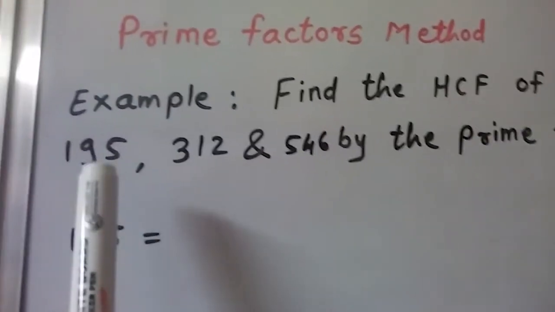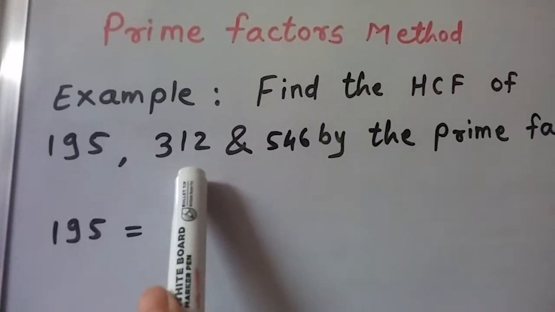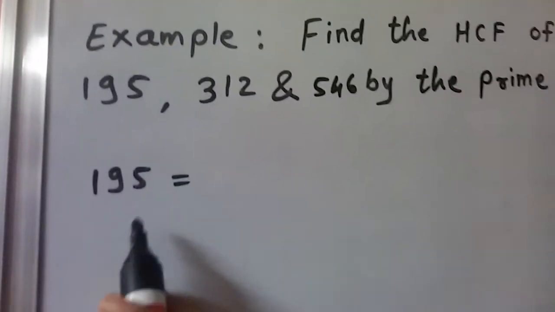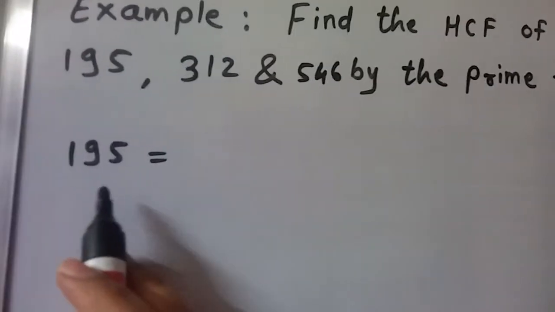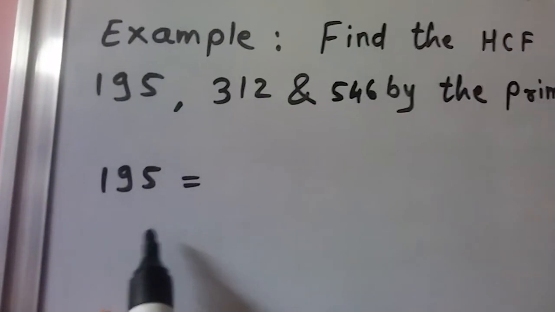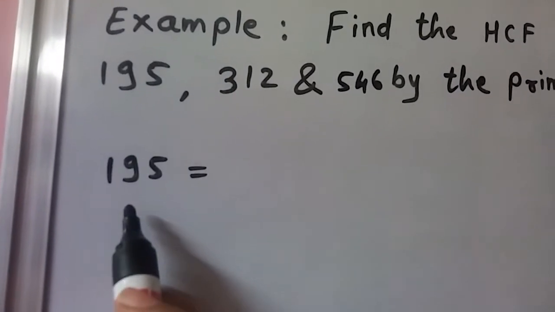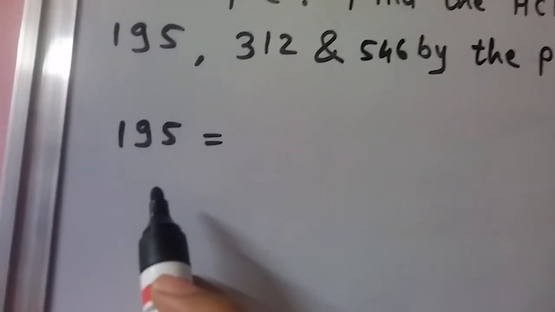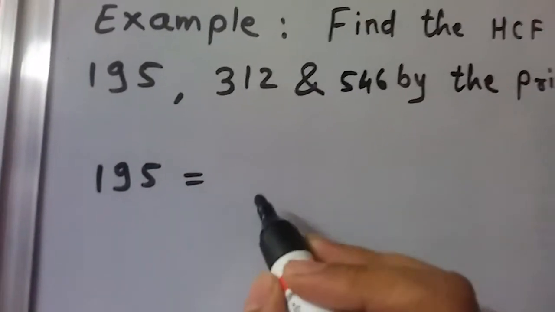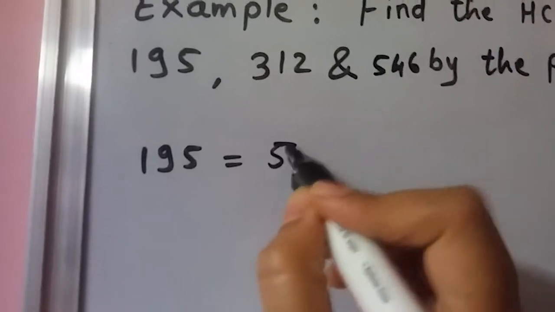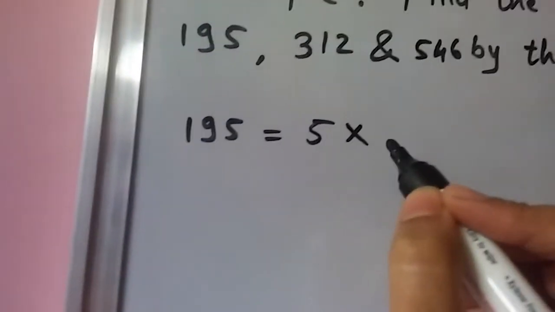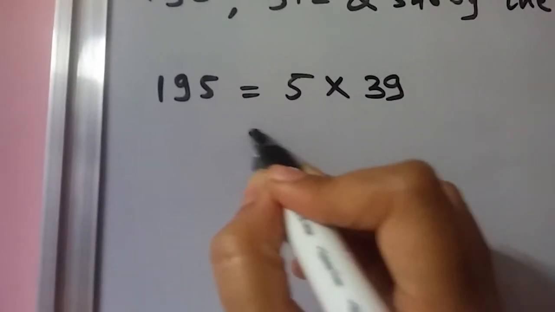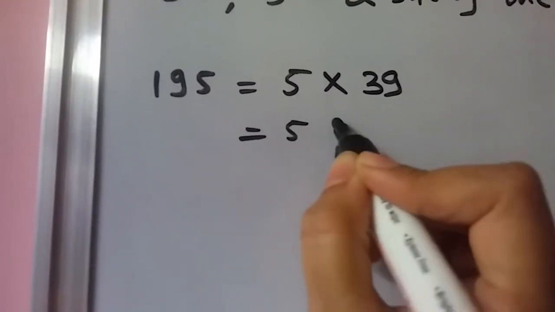Find the HCF of 195, 312 and 546. First, find the factors of 195. We cannot divide 195 by 2 or 3. Directly we divide by 5. Then how to write this 195? 5 into 39. This 5 stays as it is.